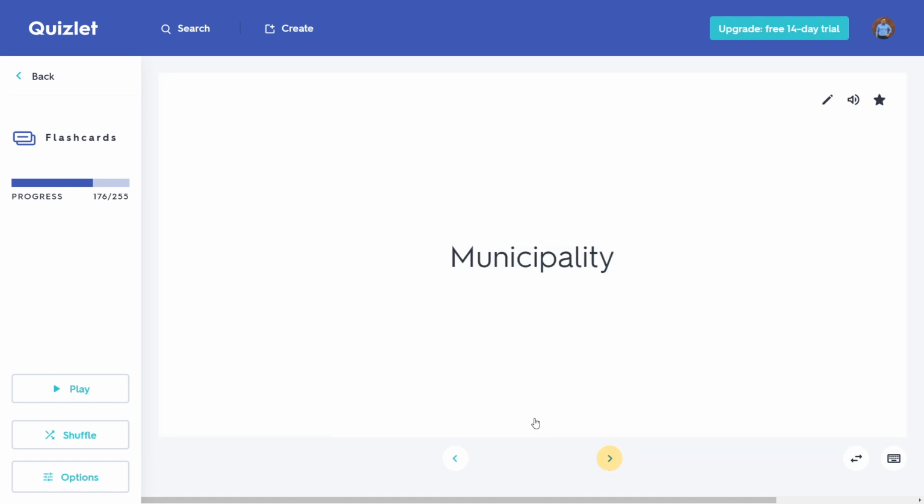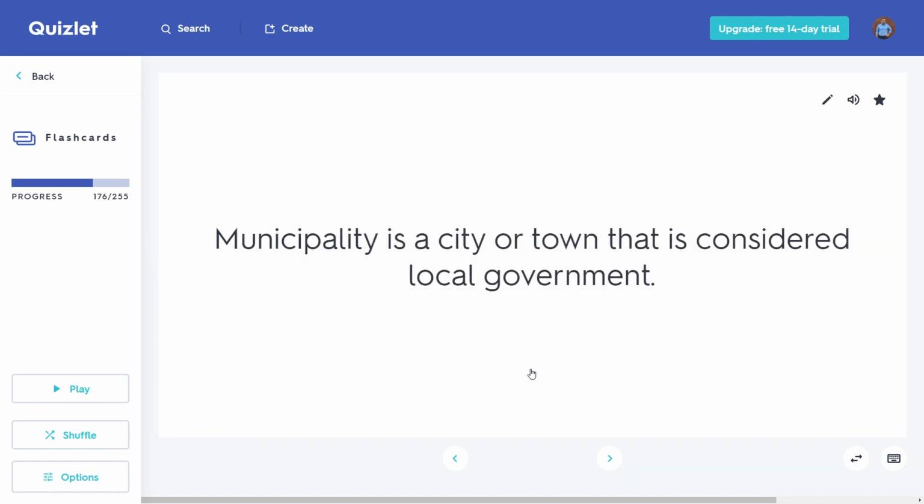So, all right, municipality, municipality. I always butcher this word. Sorry about that. So, what is that? Give you guys an opportunity to think this one over. Okay, so what is this? What is a municipality? Again, I butchered it.